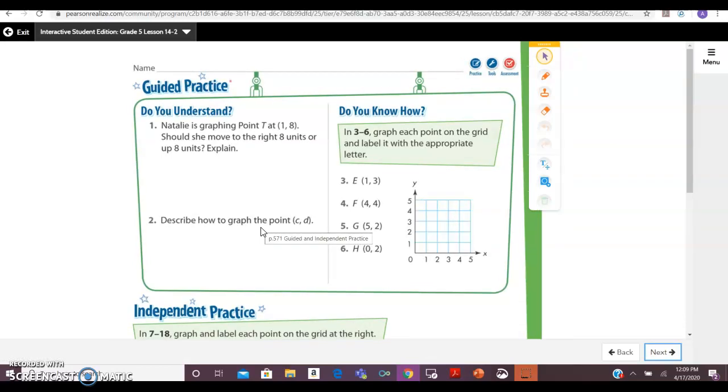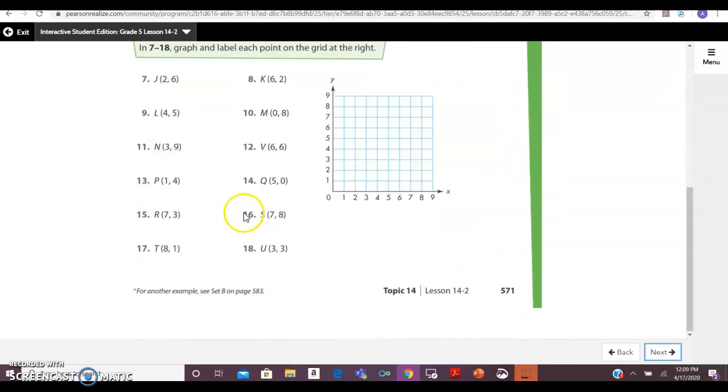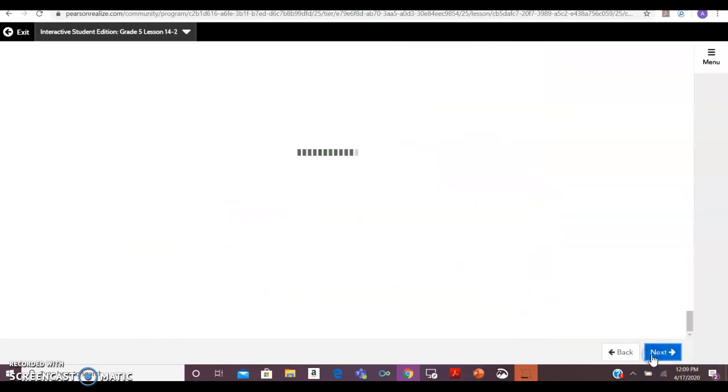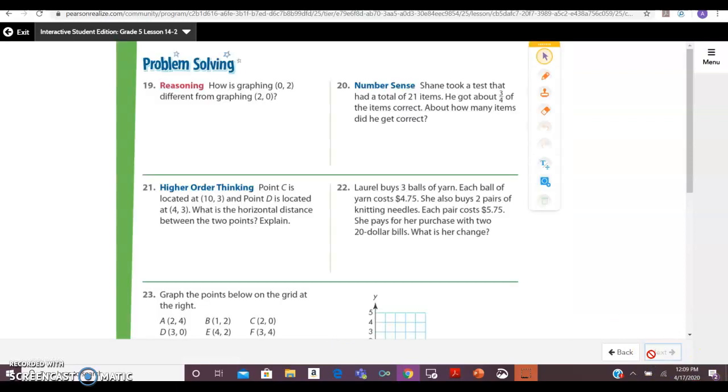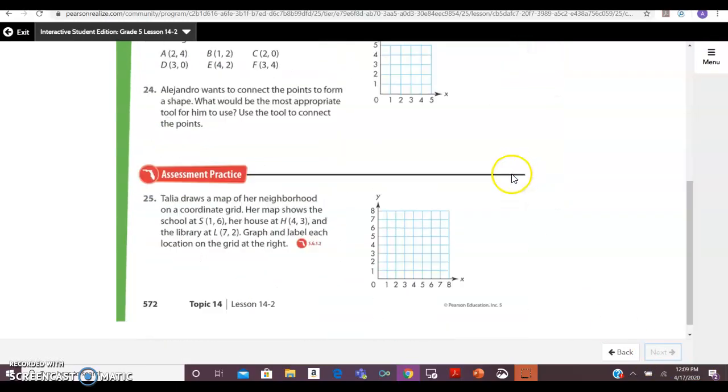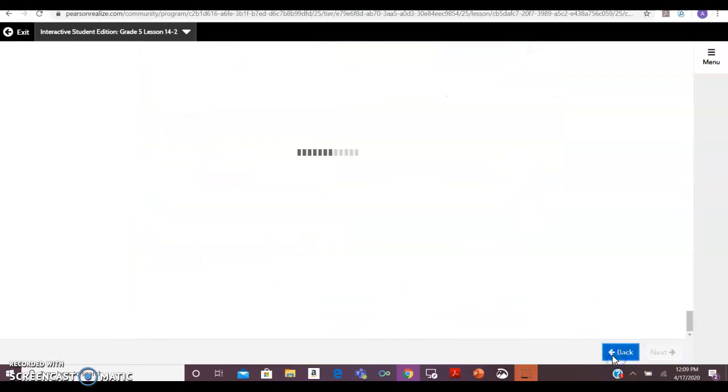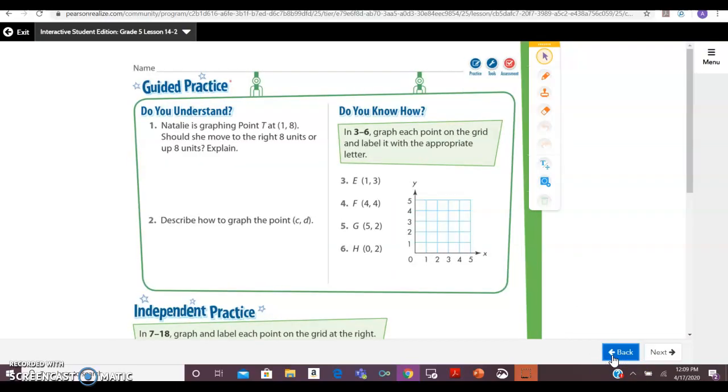So you are now going to do the guided practice, the independent practice, and the problem solving on the back. If you need the accommodation of having the items read to you, keep watching. If you don't, hope you have a good day and let me know if you need any help.